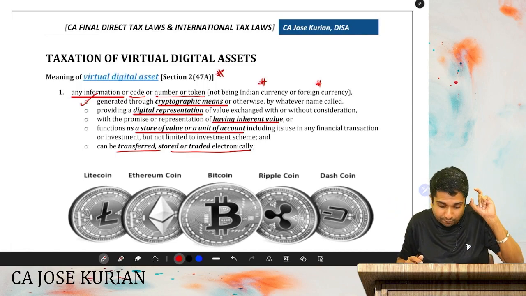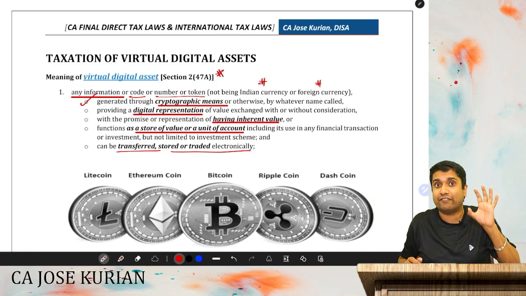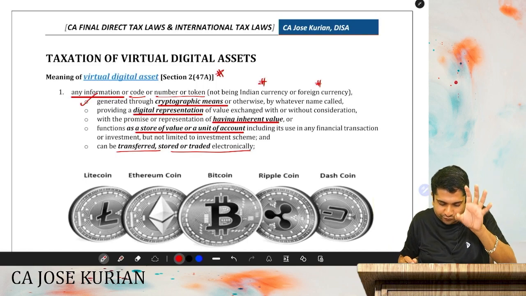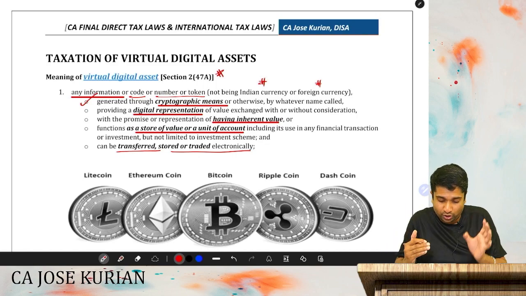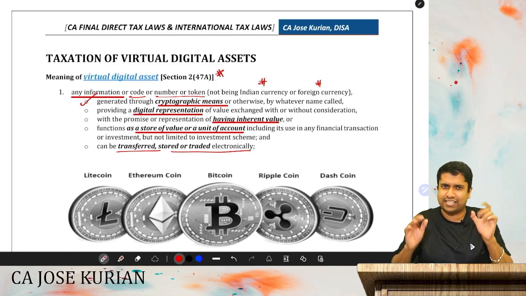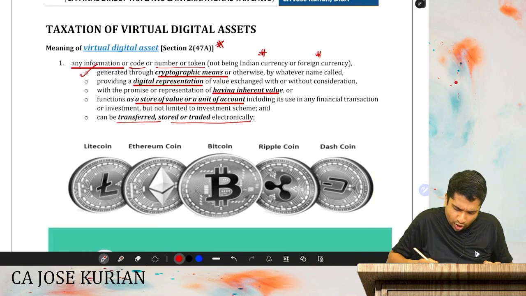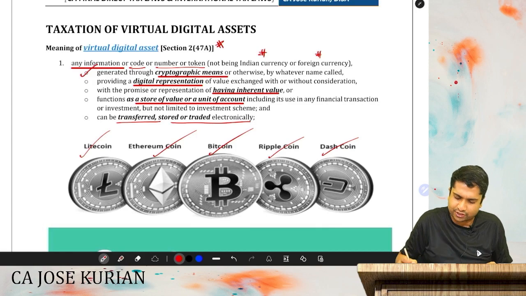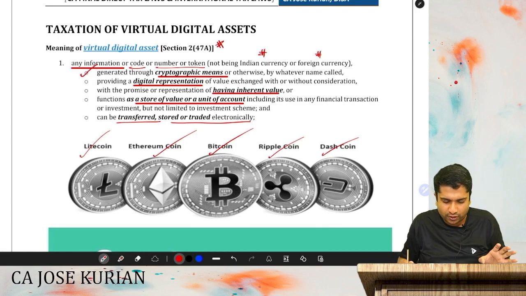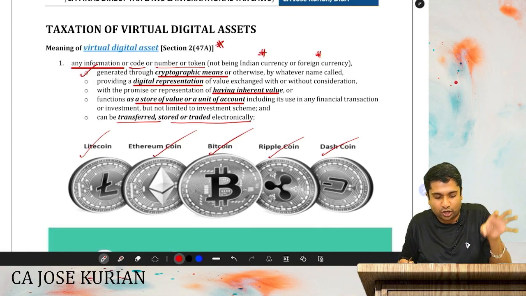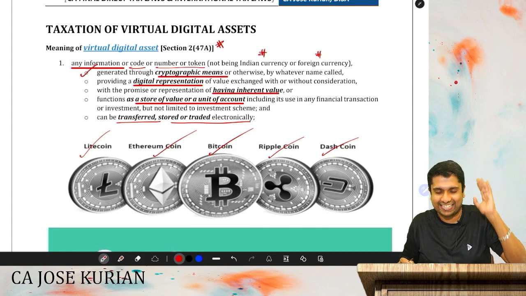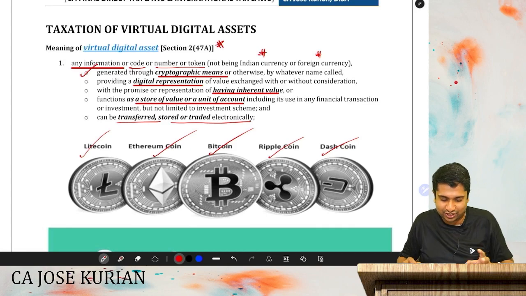A cryptographic means digital representation having an inherent value. It has a store of value or a unit of account which is transferred, stored or traded electronically. Say for example, Litecoin, Ethereum, then Bitcoin, Ripple coin, Dash coin, etc. These are examples for the first one, that is an information or a code or a number or a token which forms part of virtual digital assets. So these are the virtual digital assets.